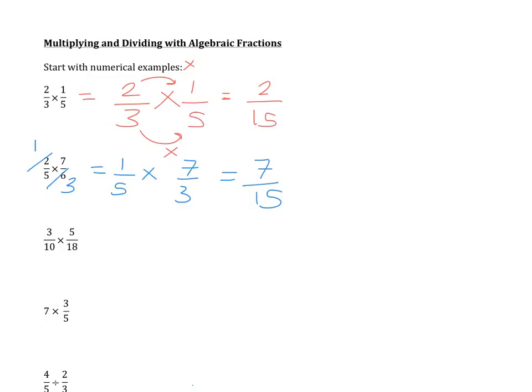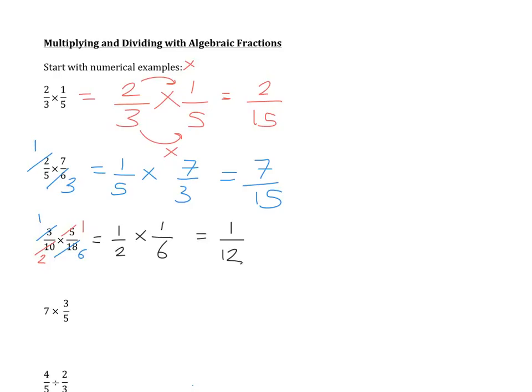In the next example, we can cancel down common factors even further. 10 and 5 both divide by 5. 5 divided by 5 is 1. 10 divided by 5 is 2. 3 and 18 also have a common factor of 3. 3 divided by 3 is 1. 18 divided by 3 is 6. This leaves us with a calculation of 1/2 multiplied by 1/6, which is very simply 1/12.